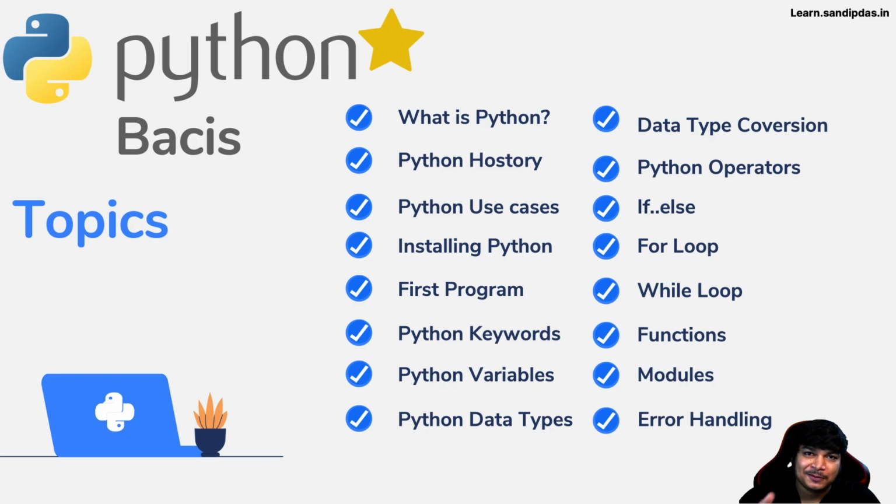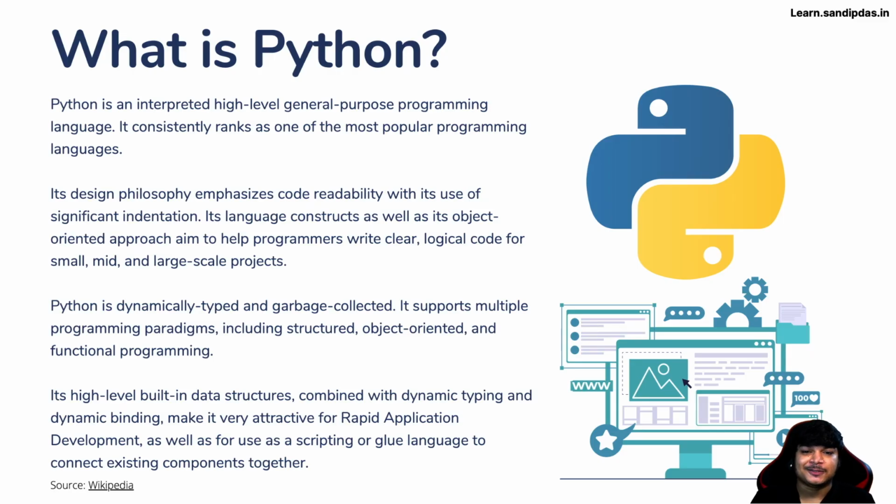Okay, so now let's get started. So what exactly is Python? Python is an interpreted, high-level, general-purpose programming language. It constantly ranks as one of the most popular programming languages. Its language constructs as well as its object-oriented approach aim to help programmers write clear, logical code for small, mid, or even large-scale projects.